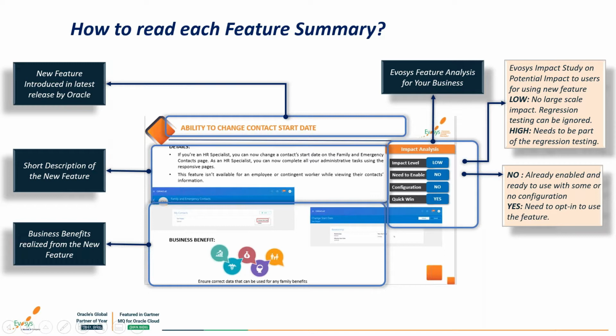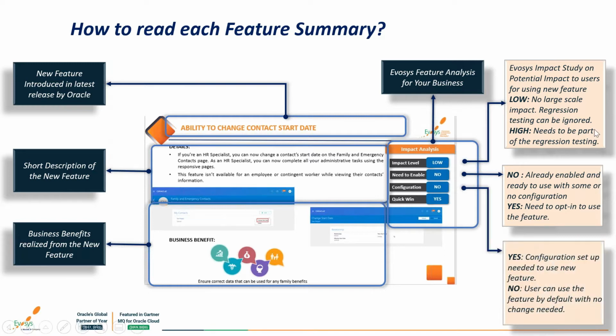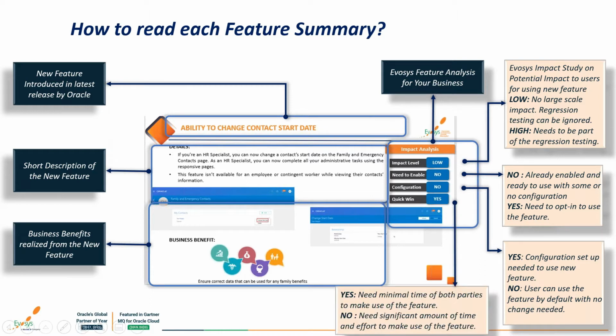Does a feature need to be enabled, or will it just appear post the upgrade? How about configuration? Again, we highlight that too as part of the feature summary, because obviously, clearly, an update that needs configuration needs more time for planning. And then finally, we include a quick win gauge, which takes into account the level of effort and time required to get the actual feature set up.